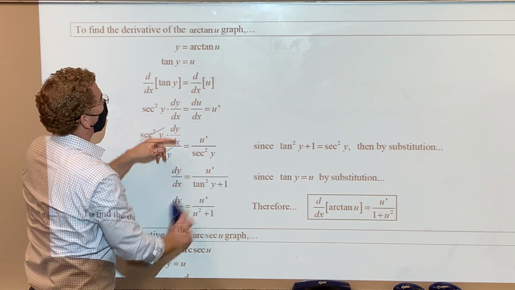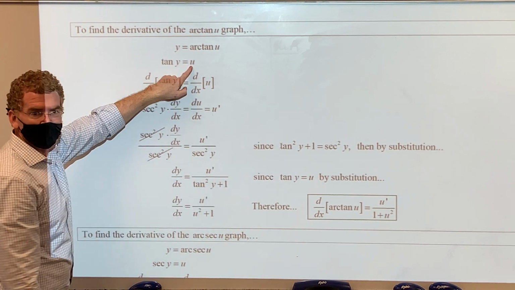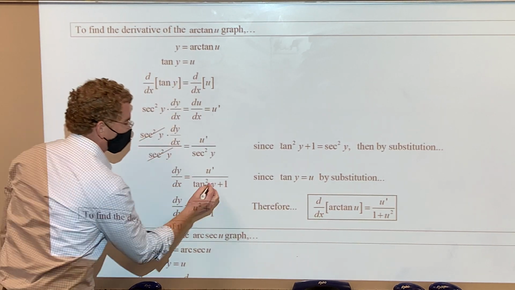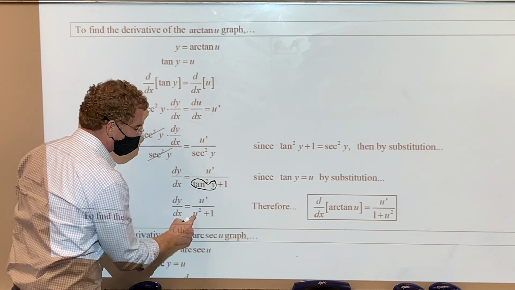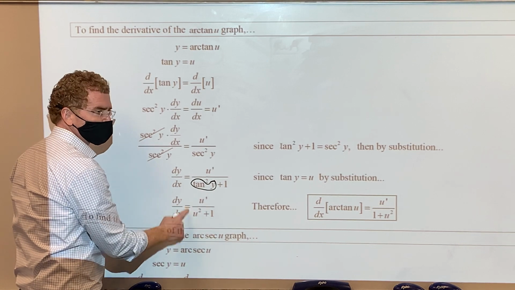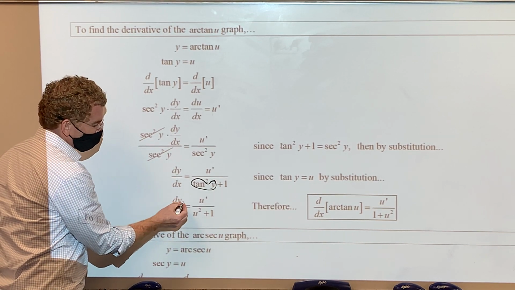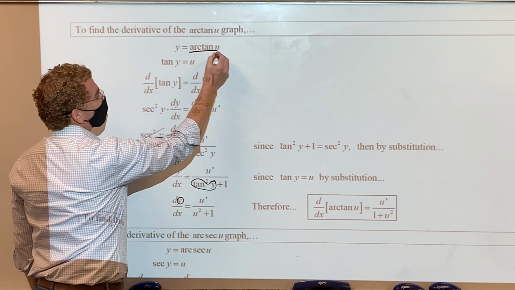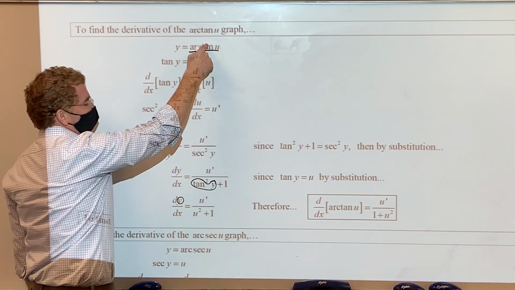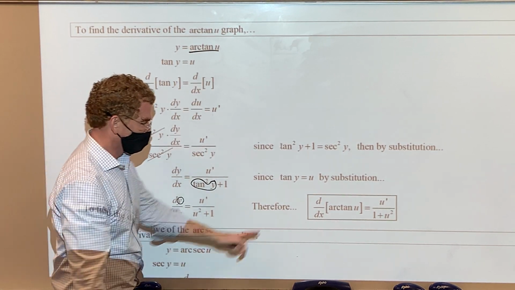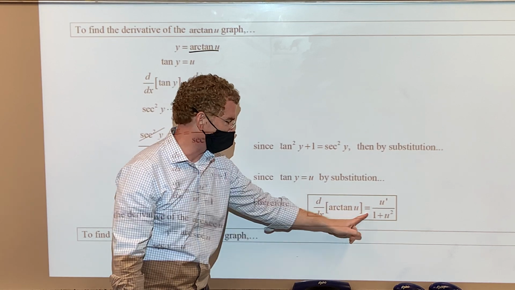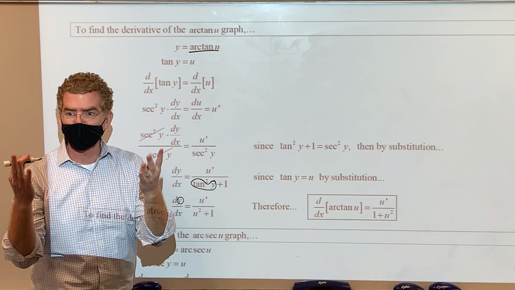And then, what is tangent y? It's u. So I can replace that tangent y with a u. And now I have my identity. And then just to make it look prettier, since y is that, I'm going to go d that dx equals this. So d that dx equals that. But again, what's that mean to you?